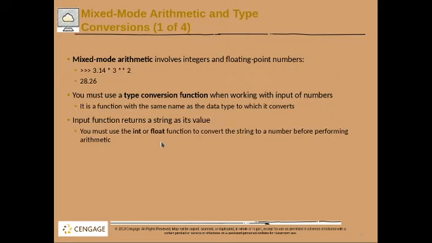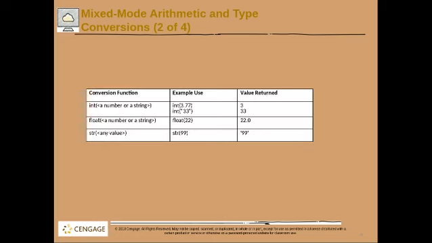So you must use type conversion functions when working with input and output of numbers. The input function returns a string as its value, so you must use the int or float function to convert the string to a number before performing arithmetic. So you have, for example, an integer, and this is a float value. If you have a string, even though it's a number, it's recognized as a string.